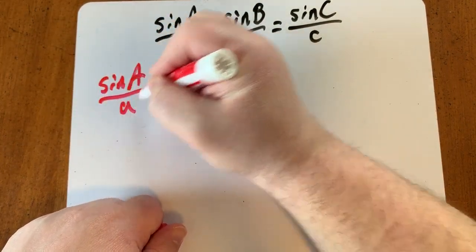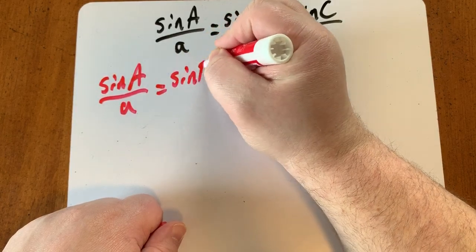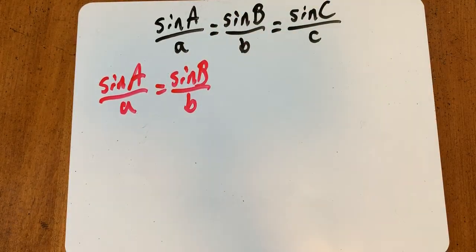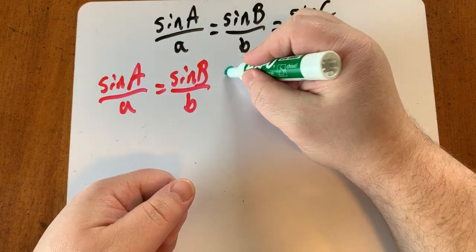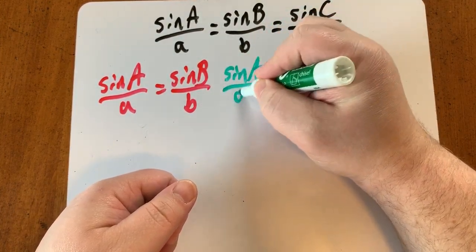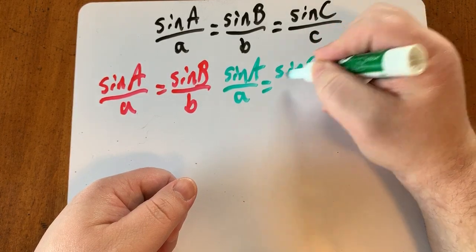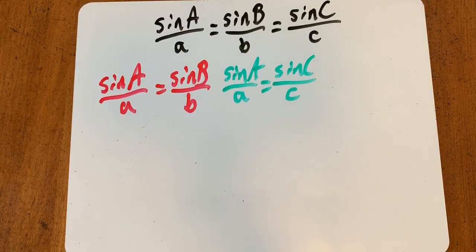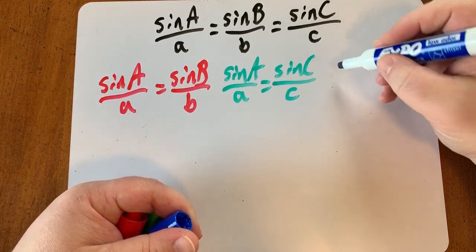Sine of A over A equals sine of B over B. Sine of A over A equals sine of C over C. And then sine of B over B equals sine of C over C.